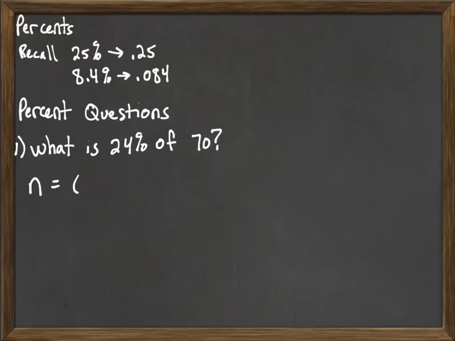Is means equals. Now 24% I write as a decimal, and remember the word of, when it's written with a percentage or with a fraction, means multiply. So 24% of 70 means multiply. And then at this point, to solve this equation and find the unknown, we just have to multiply 0.24 and 70. And we get that the answer is 16.8. 16.8 is 24% of 70.